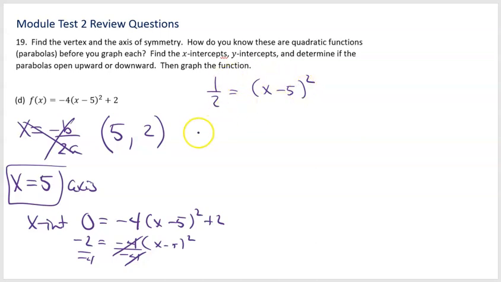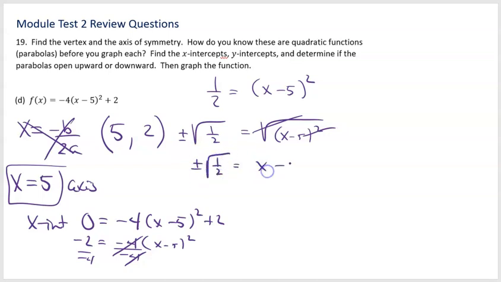I have to take the square root of both sides. But y'all, when I do that, I have to have a plus or minus in front of the non-x side so that the square roots cancel. And now I have plus or minus the square root of 1/2 is equal to x minus 5. The last step to solve for x is add 5 and add 5. So I get a weird answer. I get x is equal to 5 plus or minus the square root of 1/2. Is that okay? Yeah.